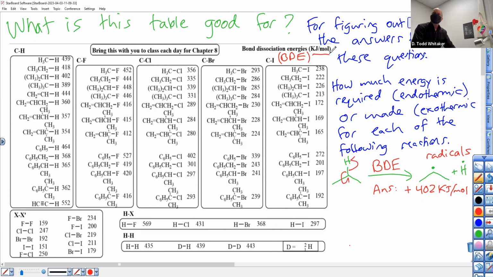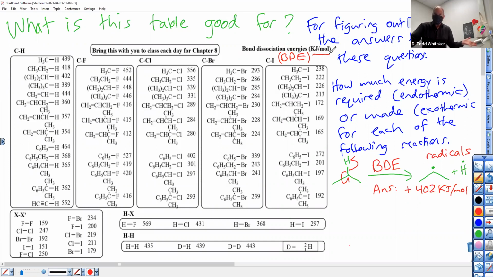Why is it endothermic? You have to break a bond. Bonds hold stuff together. To break bonds, like this cap is bonded to this pen, it's not going to fall off this pen unless I put some energy into it. Each bond has its own energy. There, endothermic, I got to put energy in to do that, right? Breaking bonds is endothermic. Fact, always. Got it?